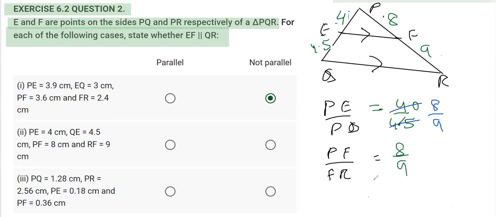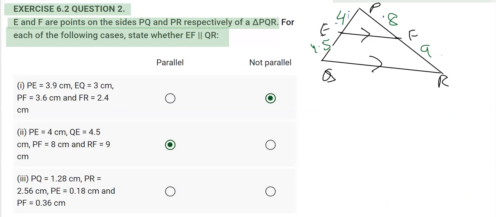So we can say that since PE over EQ is equal to PF over FR, by applying the converse of the basic proportionality theorem, the lines will be parallel. We have to mention in the exam that this is because of applying the converse of BPT. So here these two lines are parallel. This is the second part. Now we have to check the final part also.